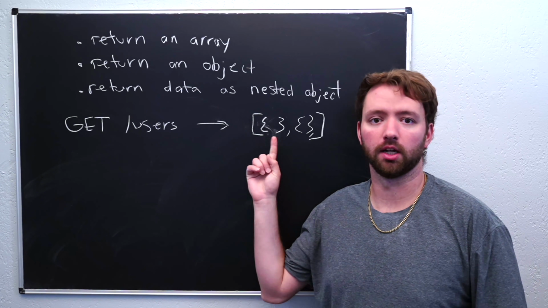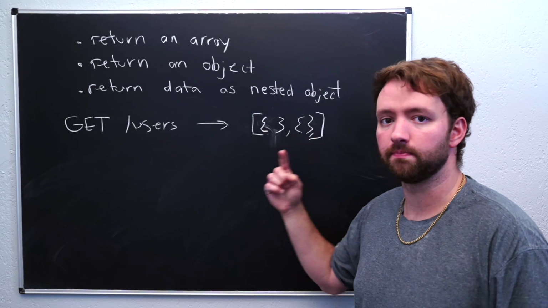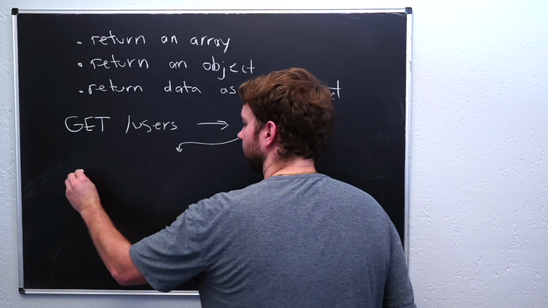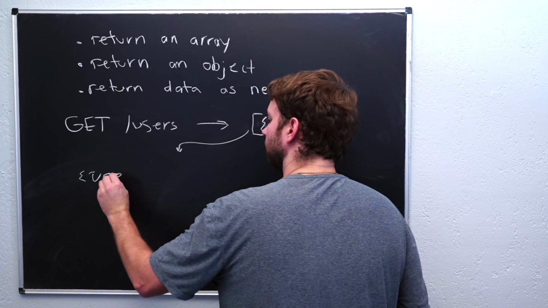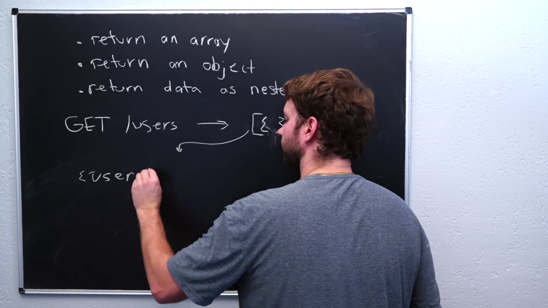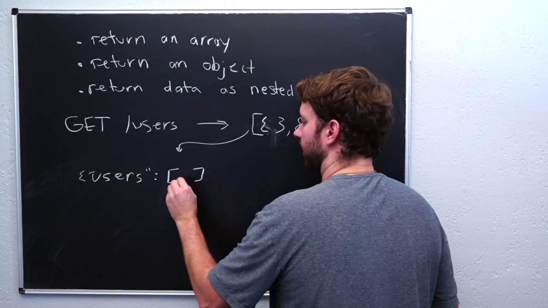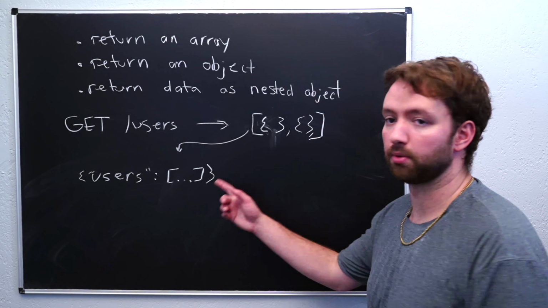However, same idea here. I don't think it's ideal to return an array back to the client. So instead, we would nest this in a bigger object. So it looks something like this. Users, square bracket, and then that data. So this is the proper response.